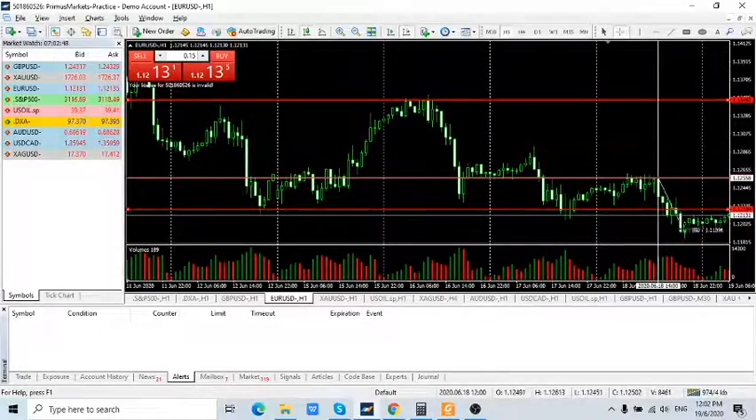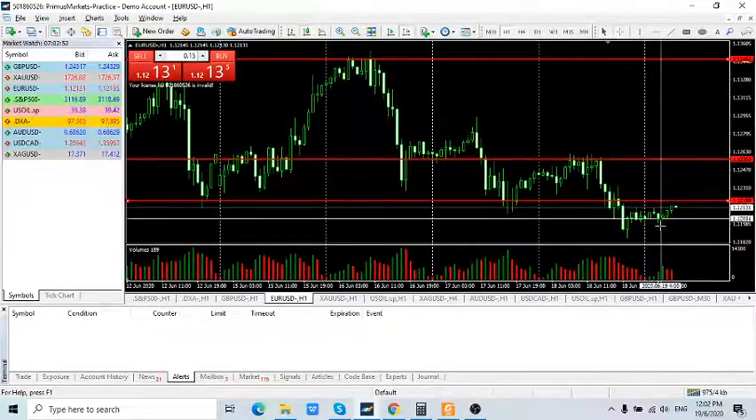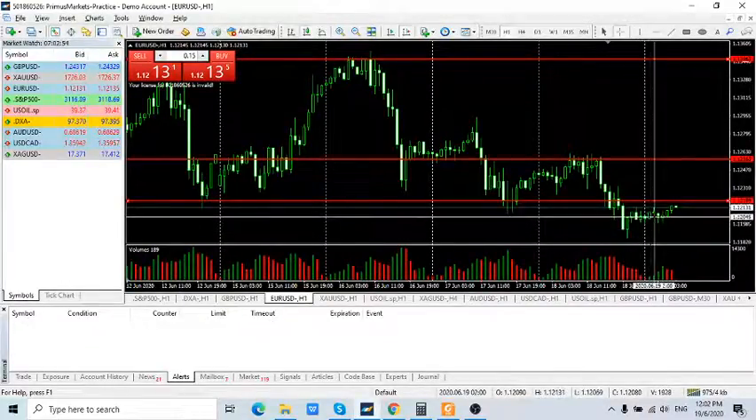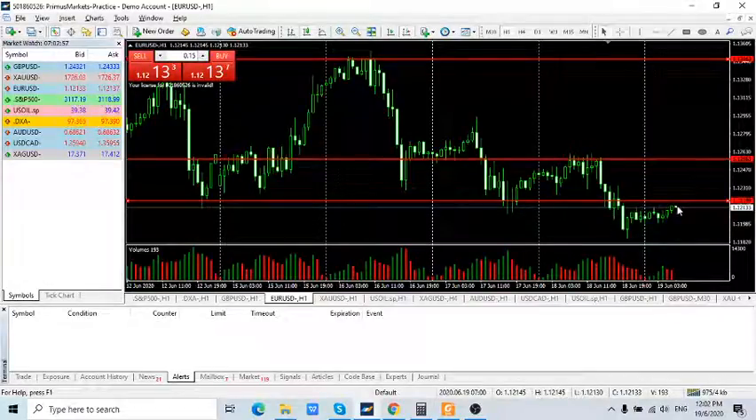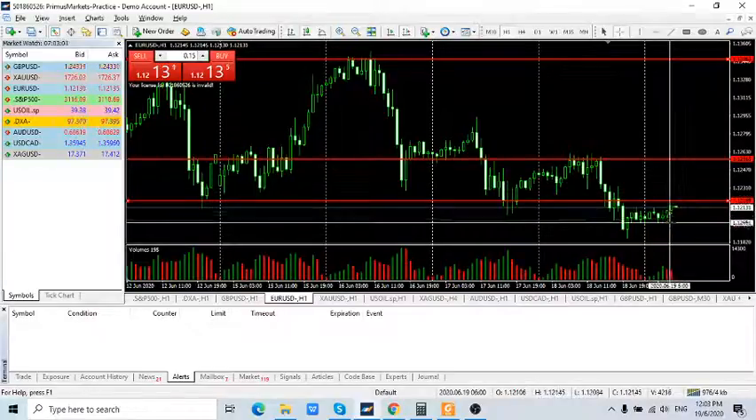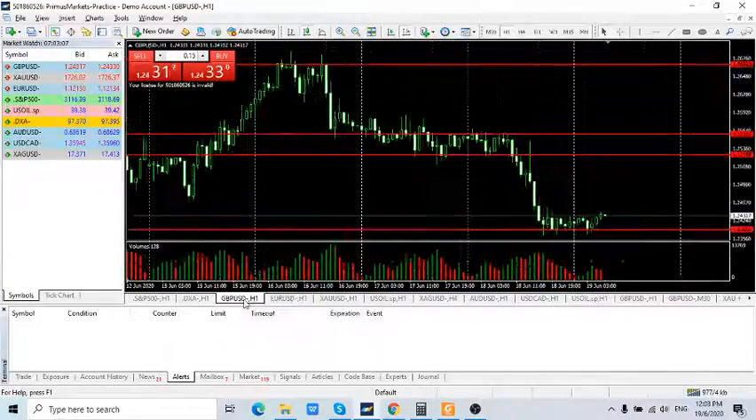Okay, so it was a 70 pip move down. And of course since then it has gone a bit quiet. This morning just a bit of a retracement, but nothing to shout about, just going up about 11 pips or so. So that was the move of the day for Thursday for the UK pound.